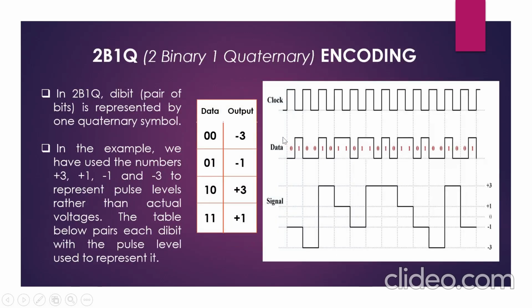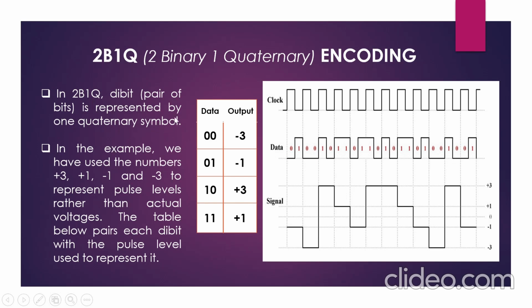Then we have two different kinds of coding schemes. The first among which is the 2B1Q, or 2 binary 1 quaternary encoding. In 2B1Q, a dibit, which means a pair of bits, is represented by 1 quaternary symbol.